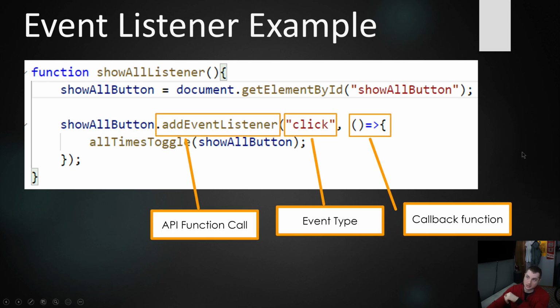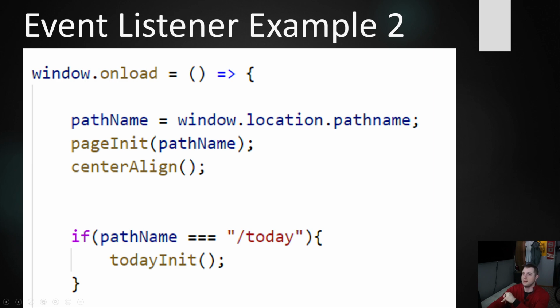Okay, so here's the structure of the event listener. We have the API call to the event listener itself. We have the event type, and then we have the callback function. And then this is the function that's being called once this is true.